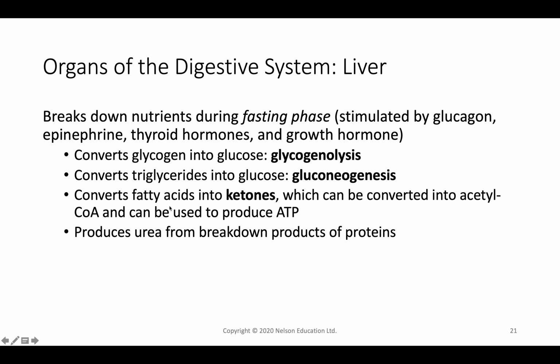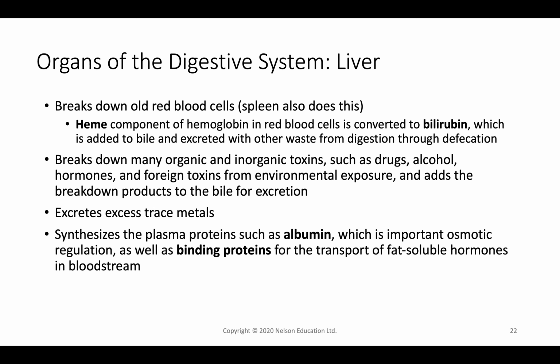The liver also converts fatty acids into ketones, which can be converted into acetyl-CoA, which, if you know anything about the Krebs cycle, are going to be involved in the creation or production of ATP. And we're also going to be producing urea from the breakdown of protein products. So the liver, again, does a lot of things.